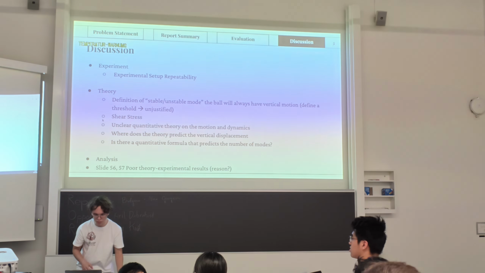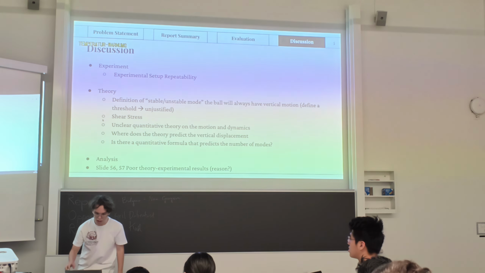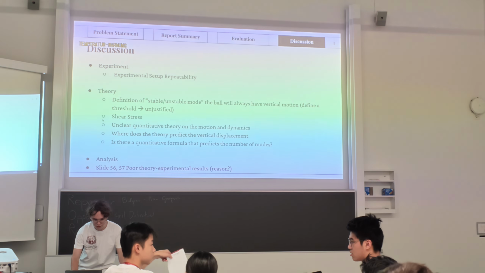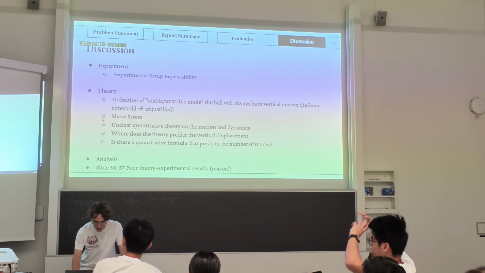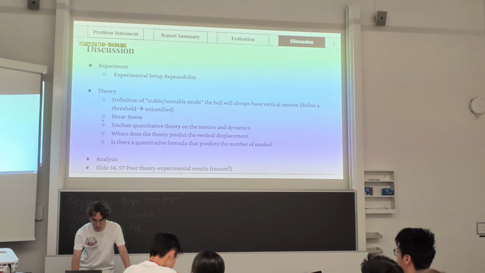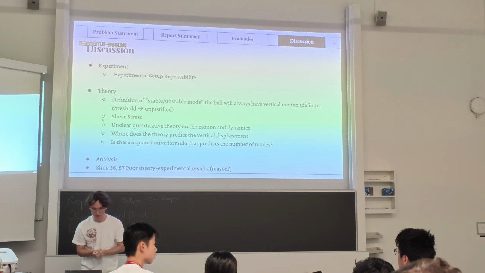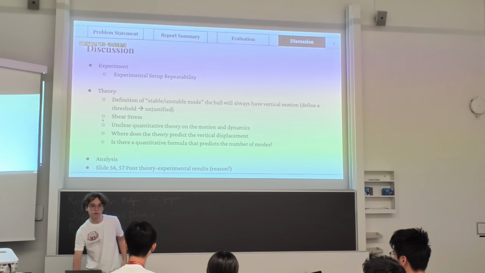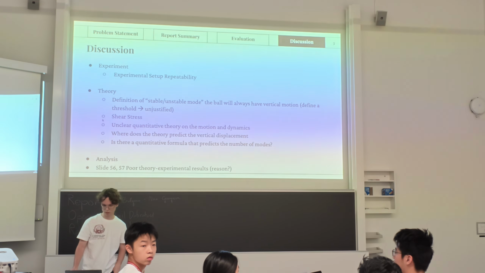And where does the theory predict the vertical displacement? This, I think, is also a very important thing to discuss. For slides 56 and 57, there were poor theory and experimental results. So I want to clearly hear the reasons for that. So I think we can invite them on.